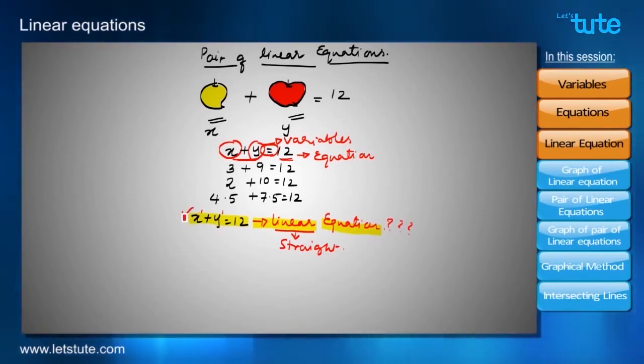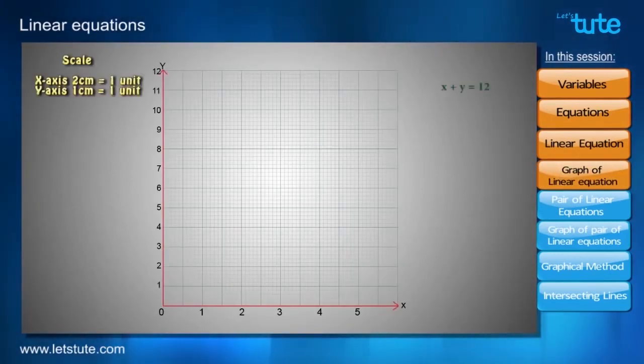But how do we know that this equation gives a straight line? For understanding that, let's take help of these values which we have assumed for this equation X plus Y equals to 12. So for that we have to use the graph. So here is the graph. First value we have assumed is X is 2 rupees and Y is 10 rupees. So X is 2, Y is 10.